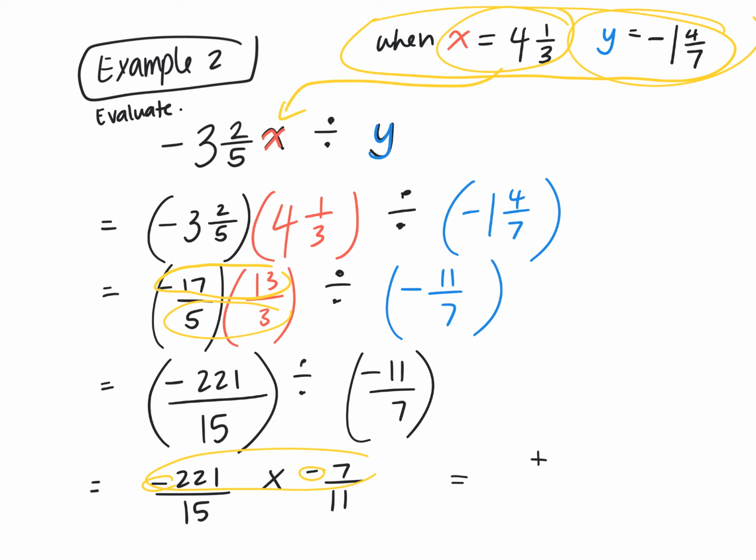Okay, so 221 times 7. Good. 1,547 over 165. Okay, I want that as a mixed number. So we have 9 and 62 over 165, yes. And that is lowest terms because 62 and 165 are not divisible by the same number.